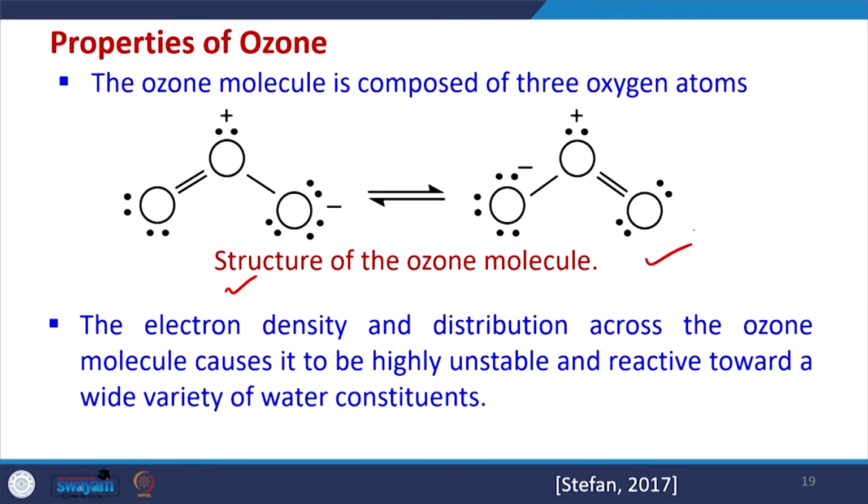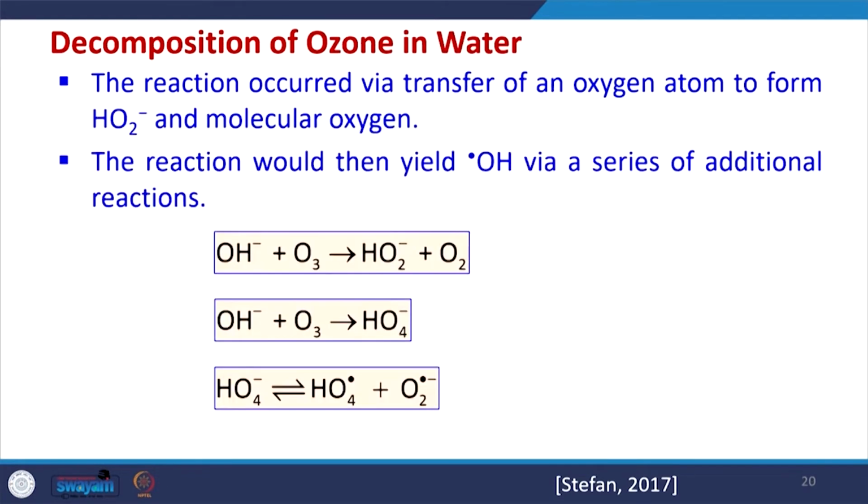The electron density and its distribution across the ozone molecule cause it to be highly unstable. So, it will always be highly unstable. It may deteriorate very quickly and form oxygen. But before that happens, we have to use the ozone molecule for destroying the contaminants present in the water.